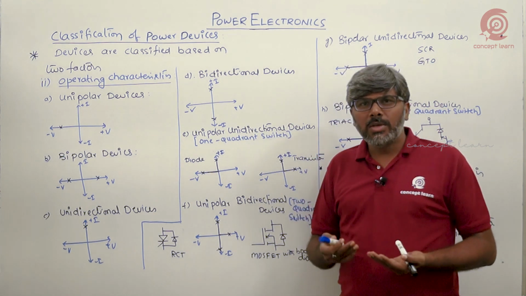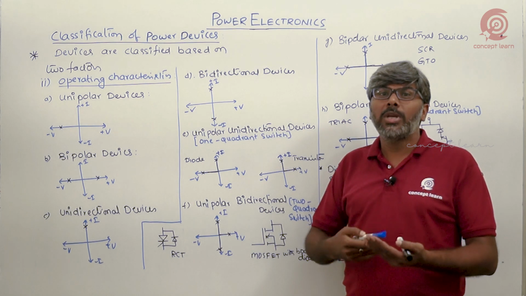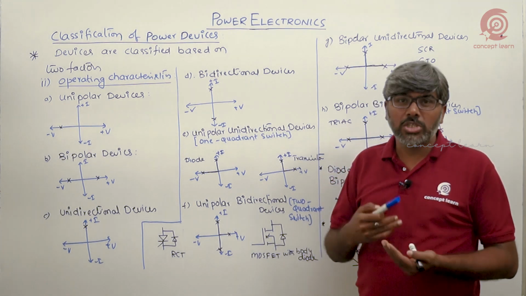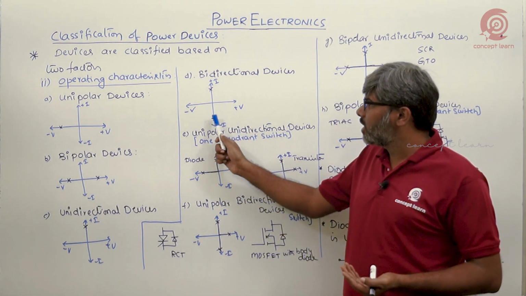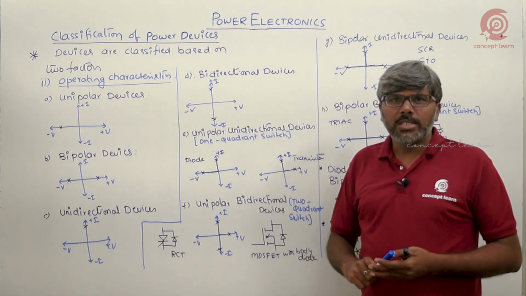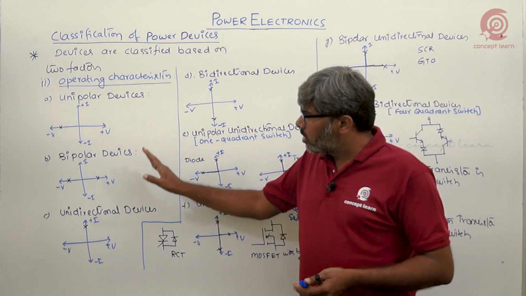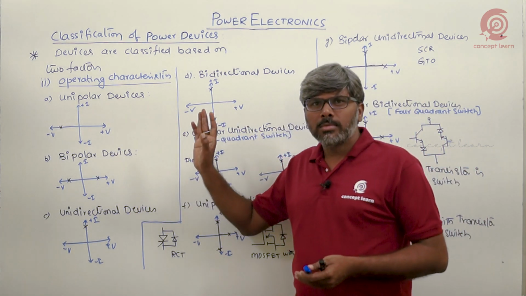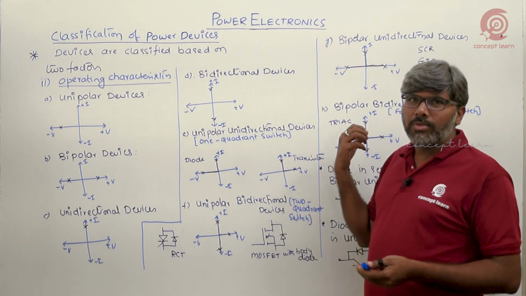Bidirectional means the device can allow both the polarities of current, both the directions of current, forward as well as reverse direction. This is called bidirectional devices. So based on the first four, the rest four are derived.